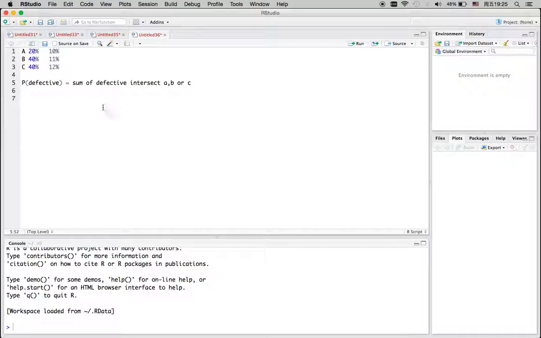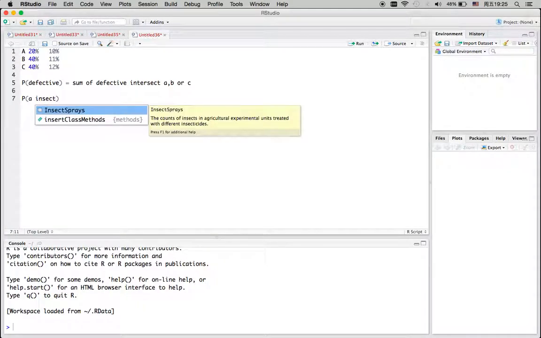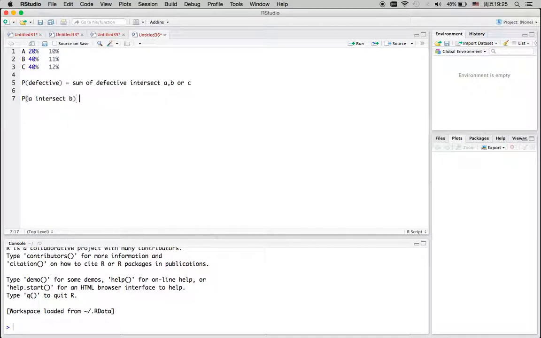For the intersection, due to the multiplication rule for probability, we also know that the probability of A intersect B simply equals the probability of B given A multiplied by the probability of A.